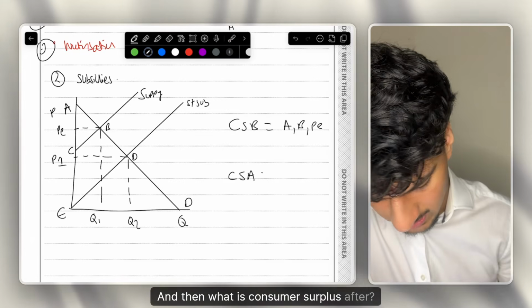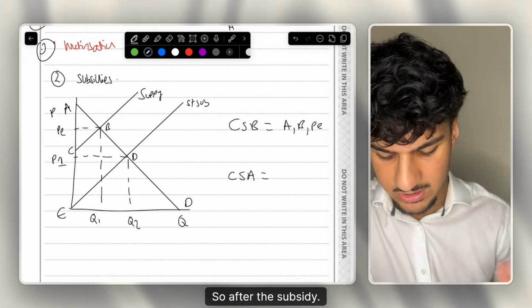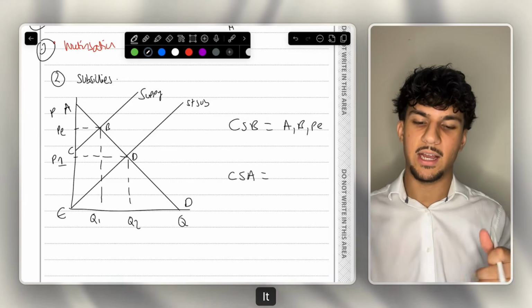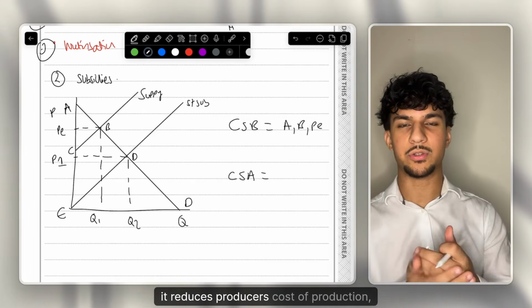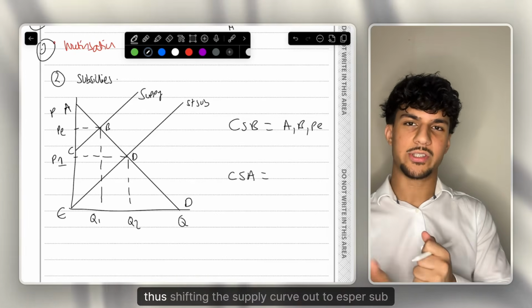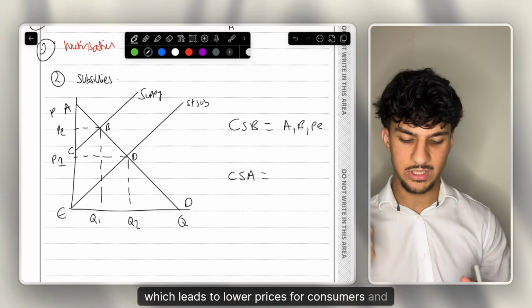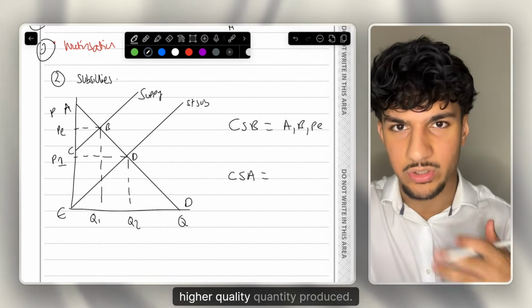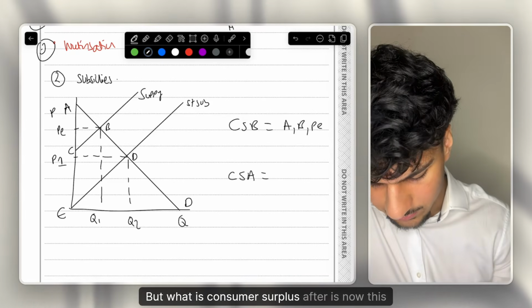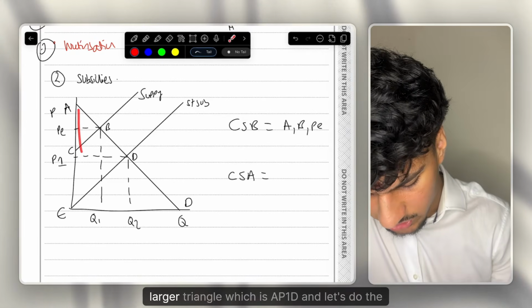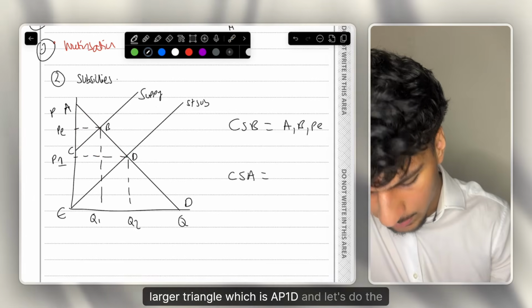And then what is consumer surplus after? So after the subsidy. So of course, what does a subsidy do? It reduces producers' cost of production, thus shifting the supply curve out to S plus sub, which leads to lower prices for consumers and higher quantity produced. But what is consumer surplus after? It is now this larger triangle, which is A, P1, D.